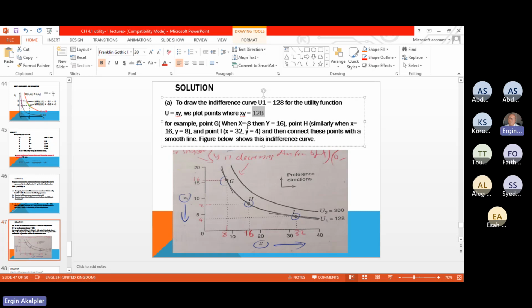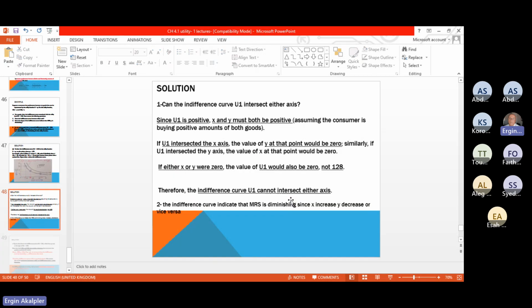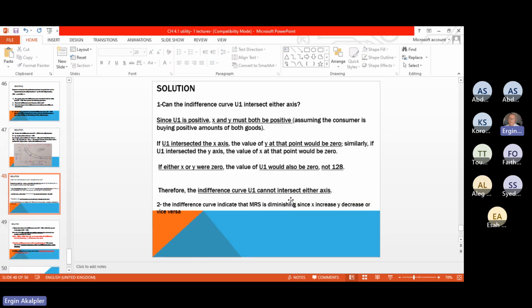And then you can use this for the second one. Let's go to the second part of the question. For the solution again, can the indifference curve u1 intersect either axis? It is asked. Since u1 is positive, x and y must both be positive because it's a positive number, isn't it? Assuming the consumer is buying positive amounts of both goods.